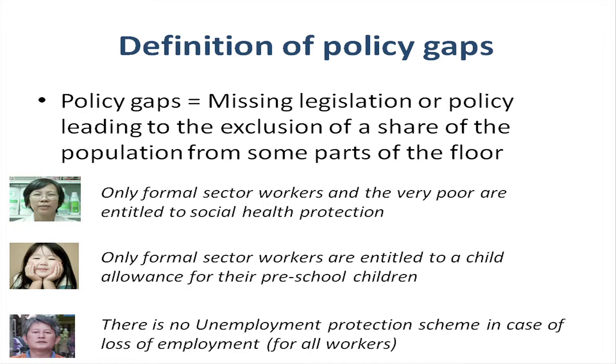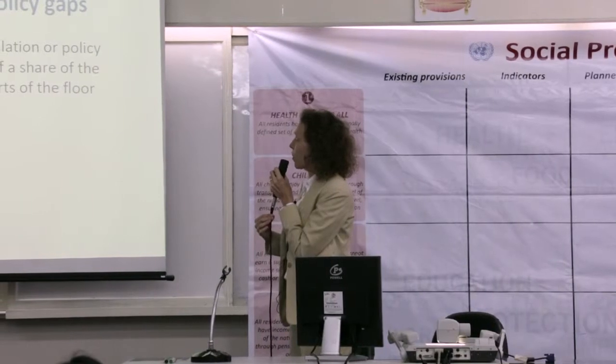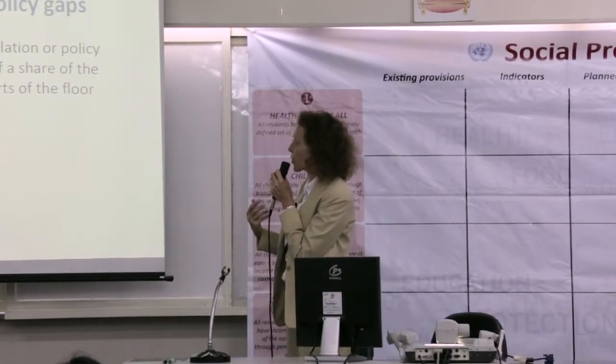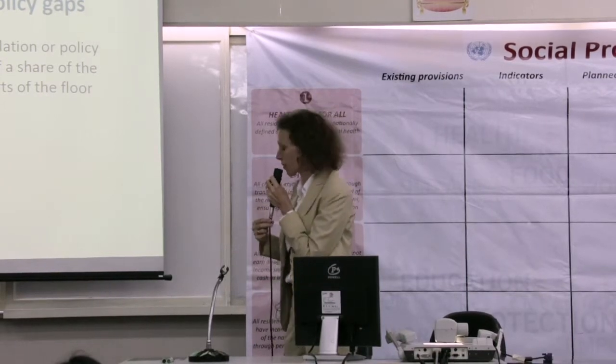So now, in the matrix, you have the description of existing schemes, and then you have to identify policy gaps and implementation issues. So this is a very preliminary definition of a policy gap. It's when there is no law, a missing legislation, or a policy which leads to the exclusion of a share of the population from some parts of the floor.